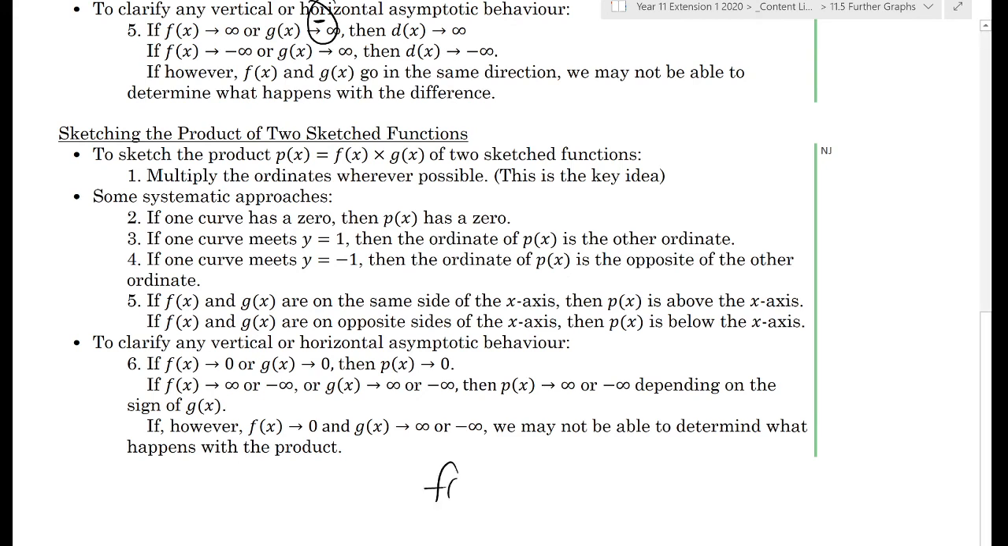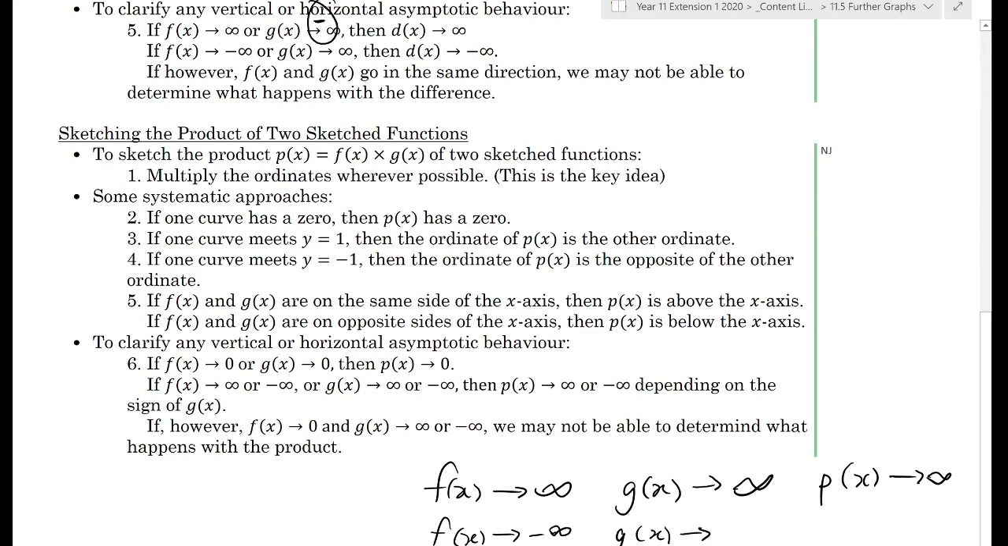So if f of x goes towards infinity and g of x goes towards infinity, then P of x goes towards infinity. However, if they're different, so f of x is going towards, say, negative infinity, and g of x is going towards infinity, then P of x would be going towards negative infinity, because a big number times a negative big number is a negative big number. Okay? So, your multiplication rules still apply.